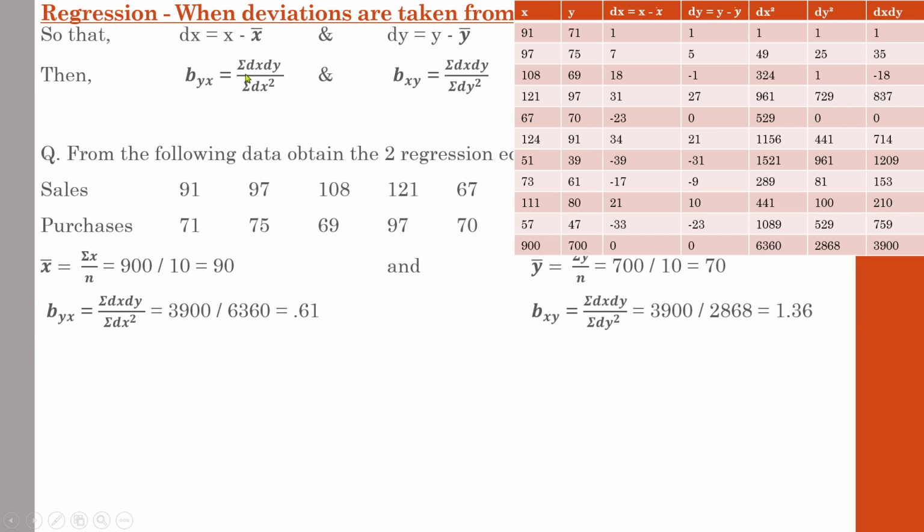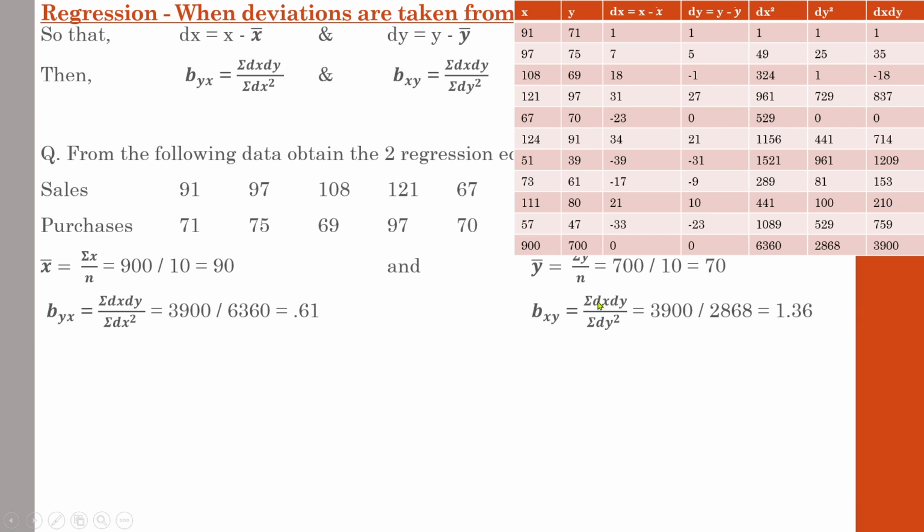Byx equation is sigma dx dy divided by sigma dx square. Sigma dx dy here is 3900 divided by sigma dx square, which is 6360. You will get 0.61. Likewise, you need to do the same for bxy, because in this question you are asked to find two regression equations.